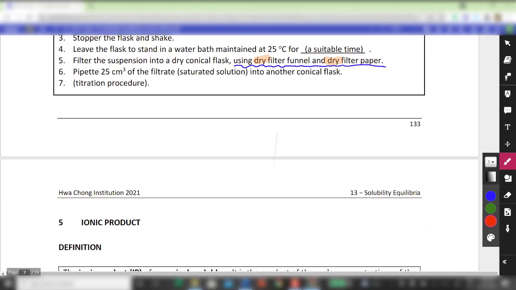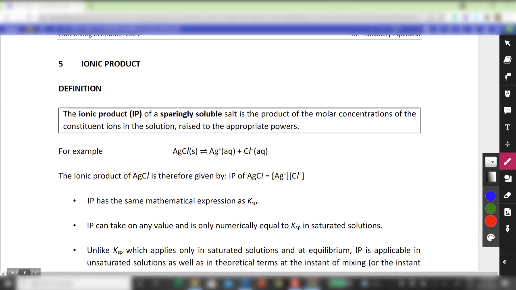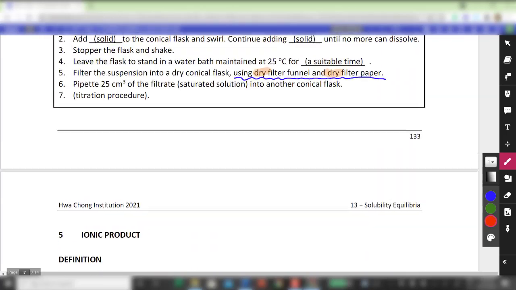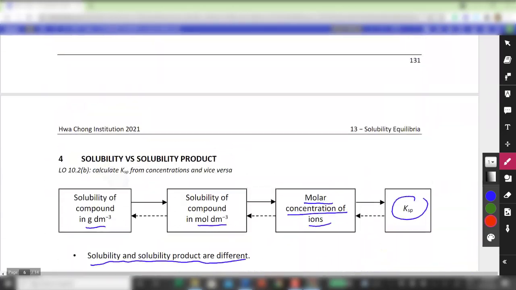Okay, yeah. We'll move on to ionic products, which is actually a similar concept to the reaction quotient. In this case, the ionic product of a sparingly soluble salt is the product of the molar concentrations of the constituent ions in the solution raised to the appropriate power. So basically, the solution is not necessarily a saturated solution. You just dump two things in together, and whatever concentration you get, that will be the ionic product. Okay, so maybe we can just move back a little bit to this.